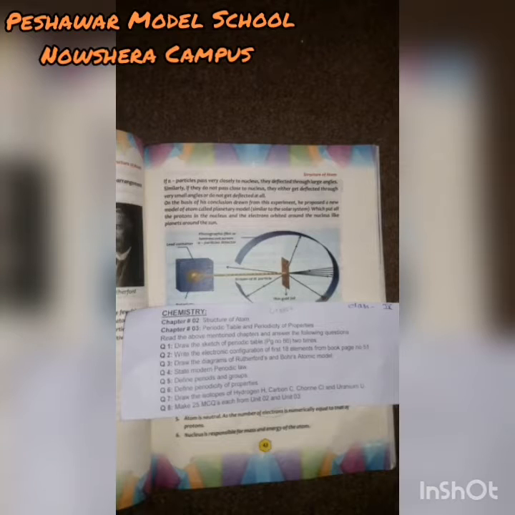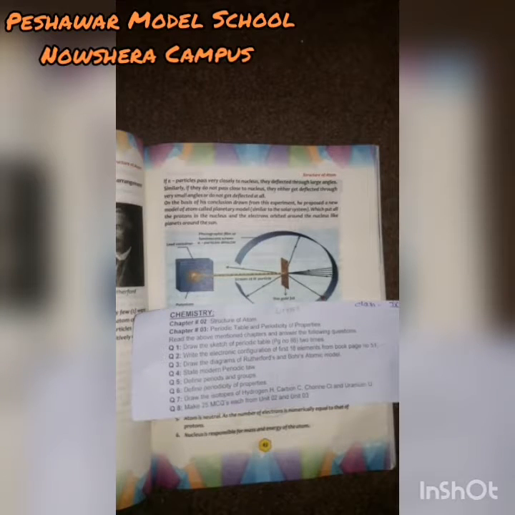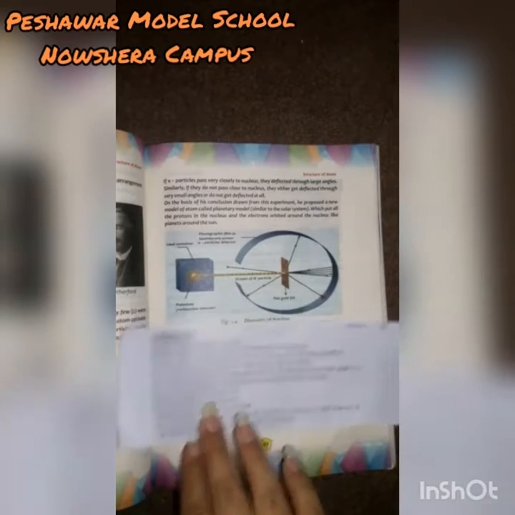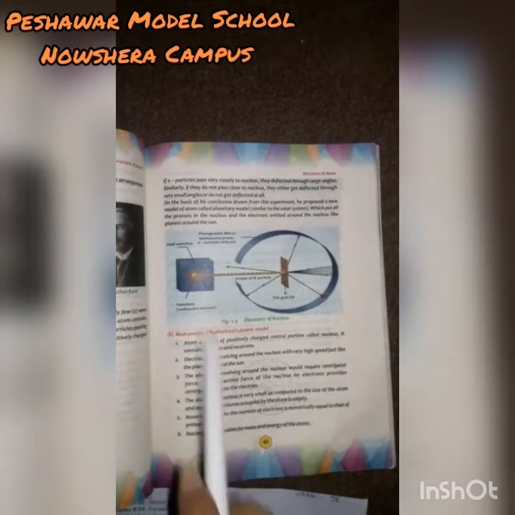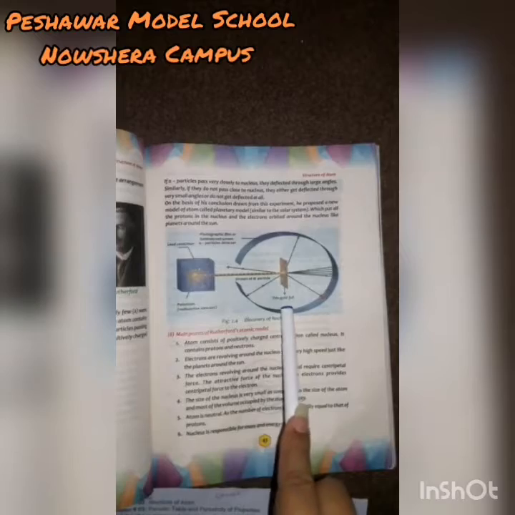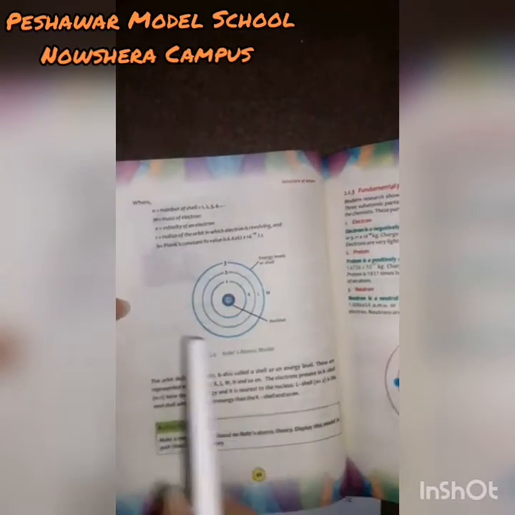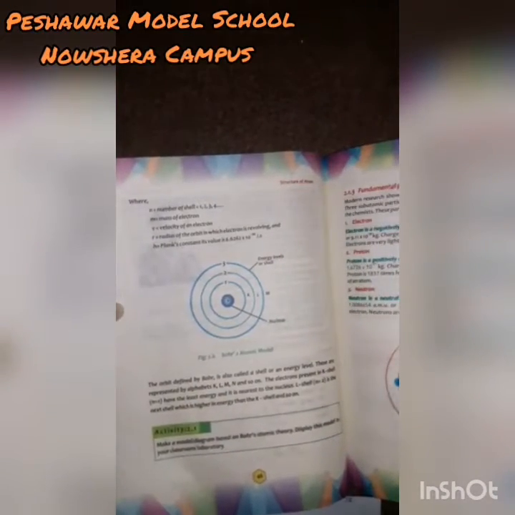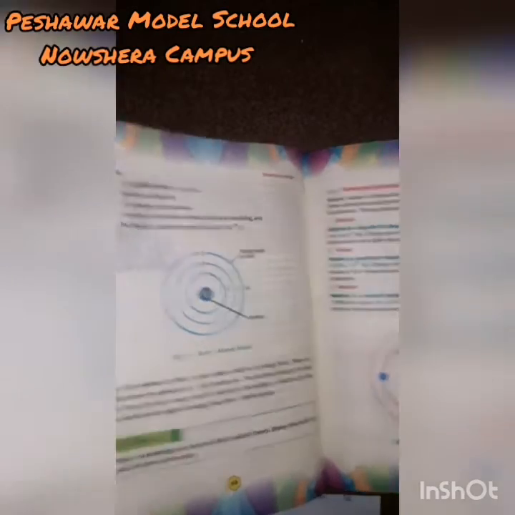Let's move toward today's question, which is question number 3. Draw the diagram of Rutherford and Bohr atomic model. The Rutherford atomic model diagram is present on page number 43. This is the diagram of Rutherford atomic model, and the Bohr atomic model diagram is present on page number 46. This is the diagram of Bohr atomic model. Through these atomic models, Rutherford and Bohr found out the structure of an atom.